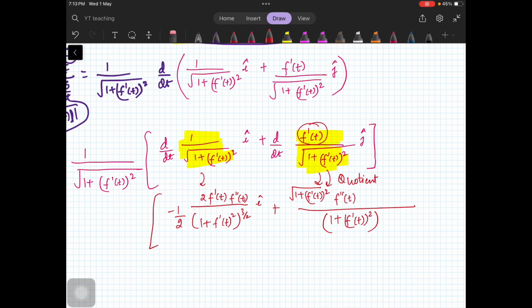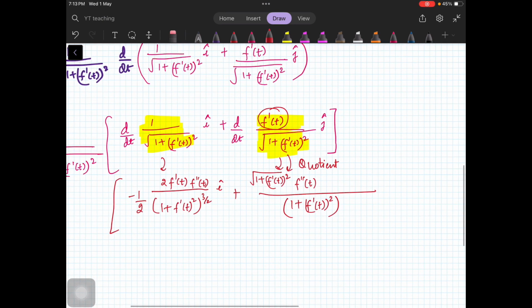So, that will be f double prime t, and then keep the numerator as such and differentiate the denominator. So, that would be 1 by 2 times 1 plus f prime t square in the denominator, and then you have to differentiate 1 plus f prime t square. So, that would be 2 f dash t f double dash t, right. So, this is the j component.